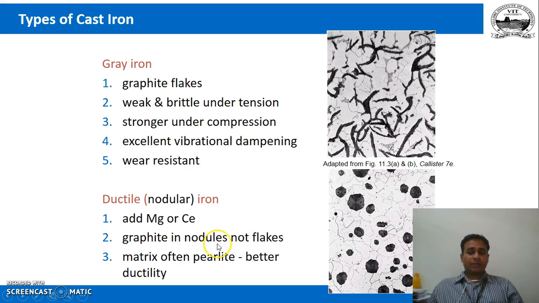and it will improve the ductility, which is always good, right? So that is the main difference between these two, and the ductility can be close to that of steels. Steels have good ductility because of low carbon, and if you add this magnesium or cerium, your graphite flakes change morphology to spheres, or nodules of graphite, thereby improving the ductility to close to that of steels.